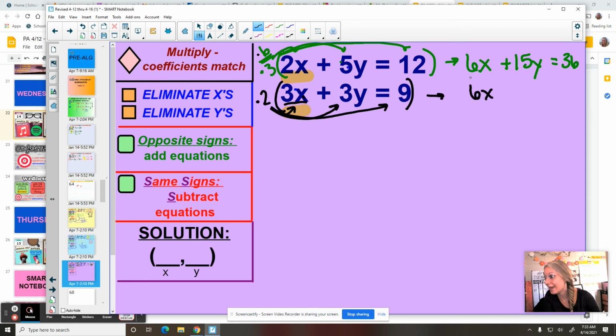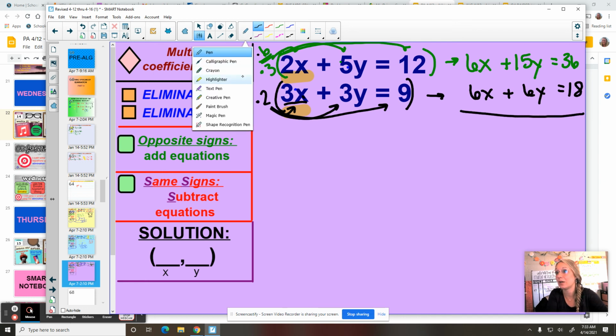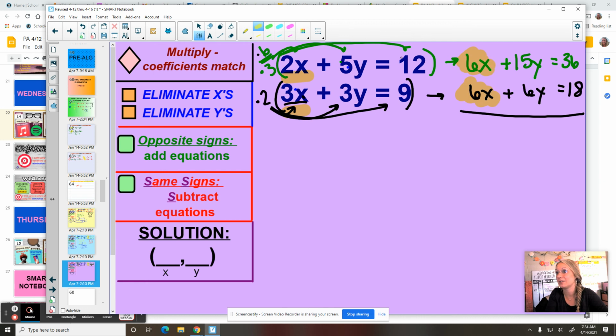Okay, first of all, yay. We can see that we have matching coefficients now. That's good for us. 2 times 3y is 6y. And 2 times 9 is equal to 18. Look at our system. We now have variables with coefficients that match. We've got our 6x and we've got our 6x. That's great. That's what we want.